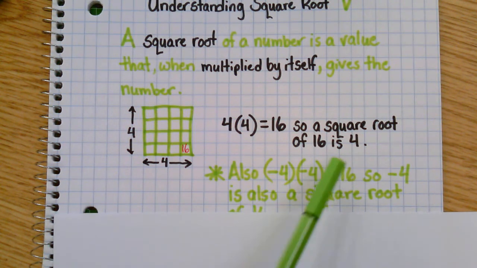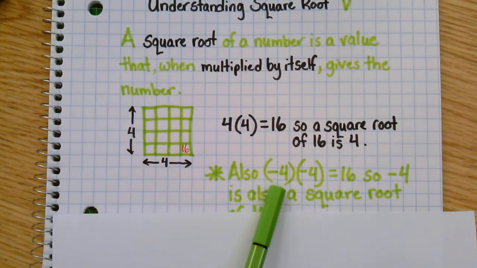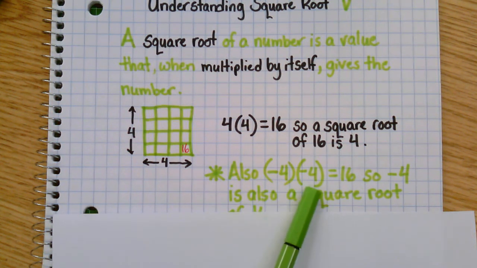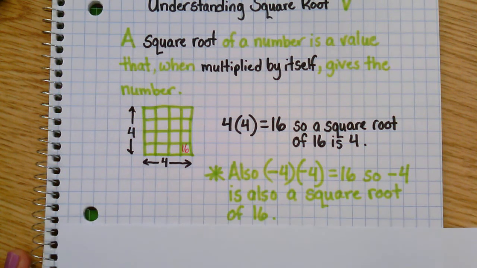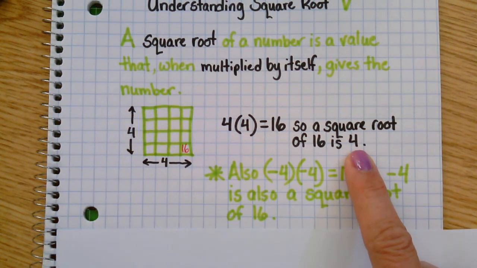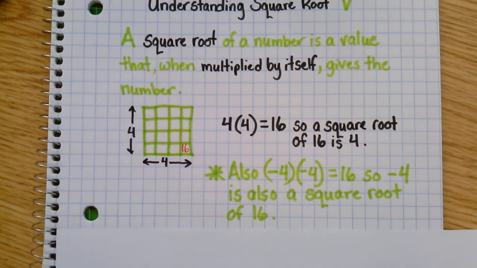It's also really important to remember that 4 is not the only square root of 16. Keep in mind, if we were to multiply -4 times -4, that would also equal positive 16. So -4 is also a square root of 16. Usually, when we're working with square roots, you are asked just to find the positive roots, but it is good to keep in mind that there are negative roots also.